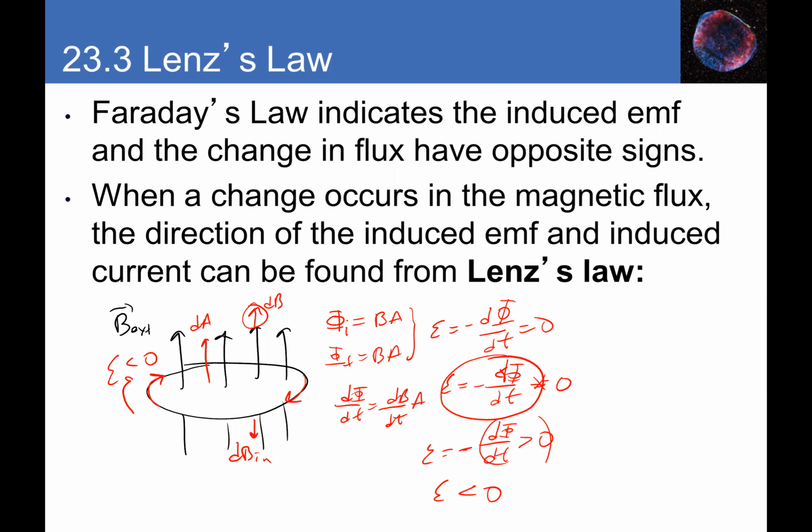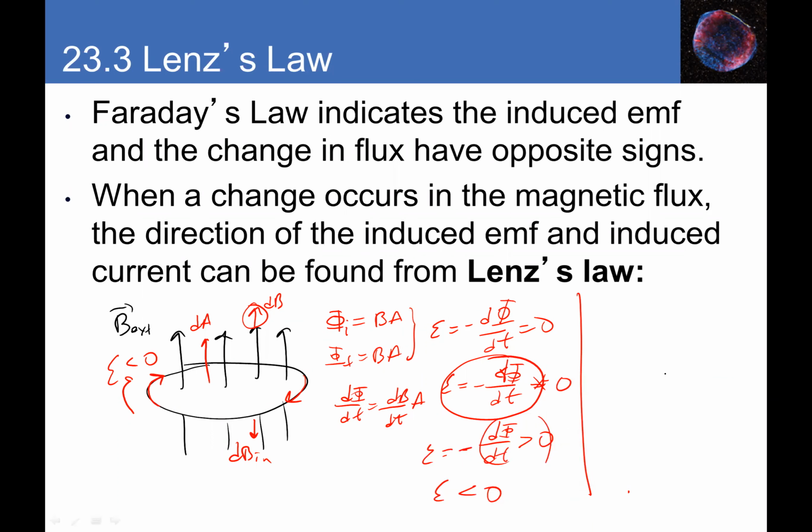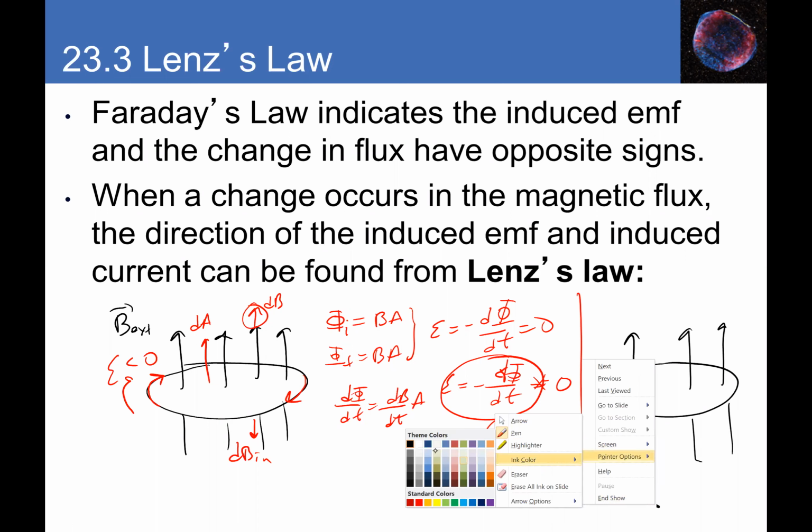because current has to be clockwise because it needs induced magnetic field downward, all right? So let's look at, for example, what would happen if we still have the same loop, and we still have the same magnetic field, okay? But this time the magnetic field is going to be decreasing, okay?